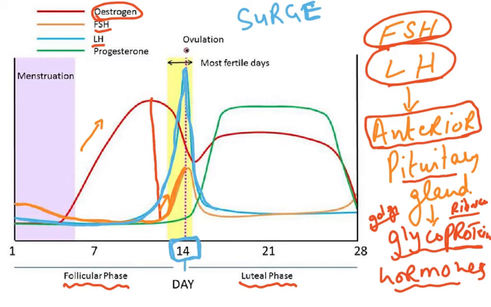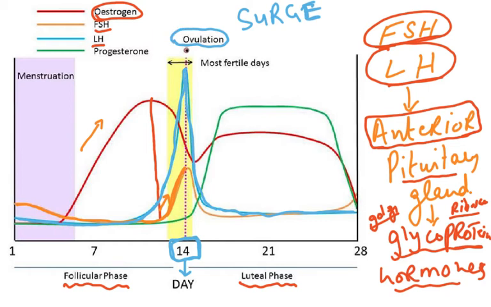Now this is the time when ovulation takes place. And then of course the LH decreases and then it remains low for the rest of the cycle. So the LH surge is the one which you have got to remember, that it is going to happen on day 14 and which is going to result in ovulation.